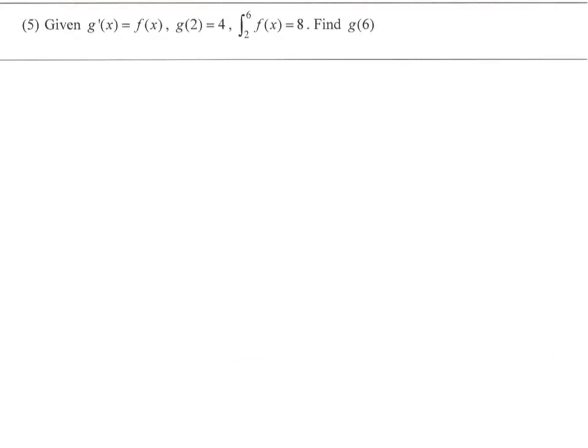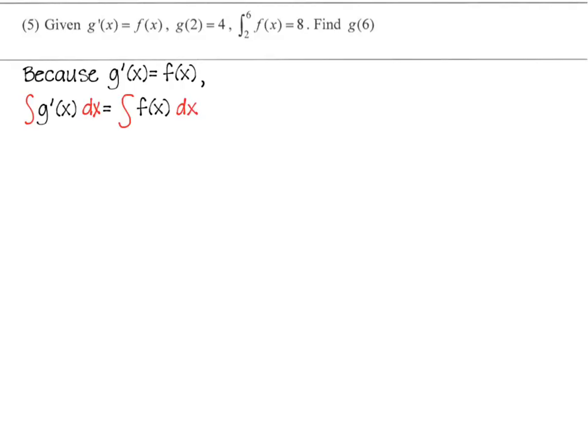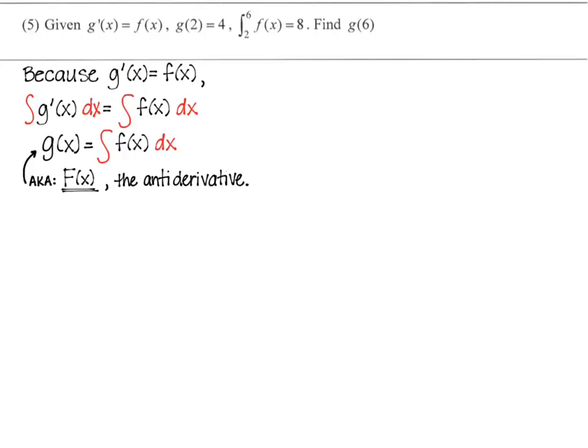Problem number 5. Well, let's analyze this a little bit. First of all, it's saying that because the derivative of g is equal to f of x, we know that if we took the integral of both sides of that equation, it is also true. But the integral of a derivative is the function itself. Because it's saying, what's my antiderivative? And that's what it means.